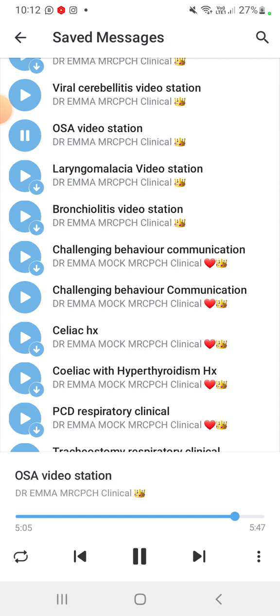Okay, so why does Prader-Willi syndrome have obstructive sleep apnea? In Prader-Willi syndrome, the tongue falls back. For this reason, when they are in the supine position, the tongue falls back and it causes the obstruction.